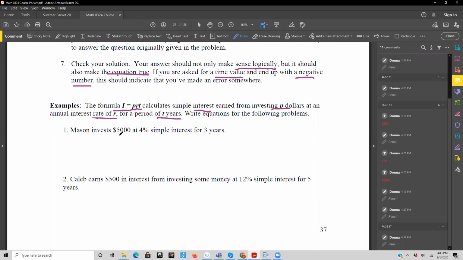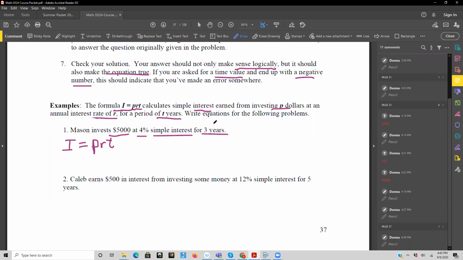Mason invests $5,000 at 4% simple interest for 3 years. They really should ask you a question. So let's say I want to know how much money he's going to have at the end of the time. But I'm using this equation, I equals PRT. There's a total of 4 variables here: I, P, R, and T. We should have 3 of them.